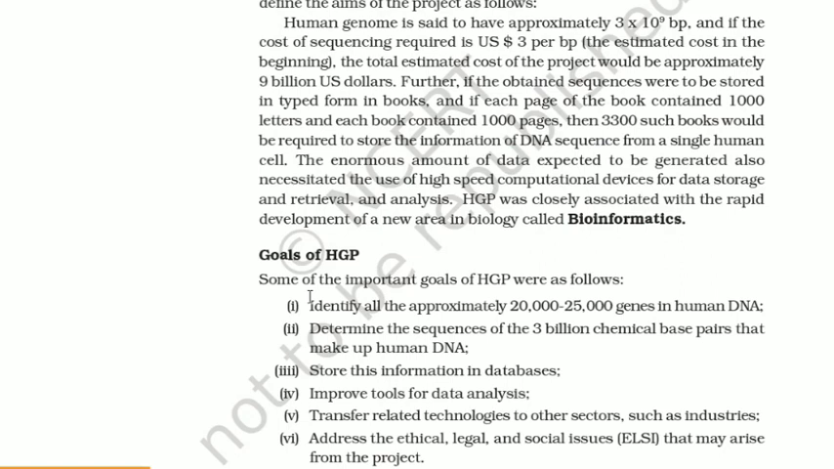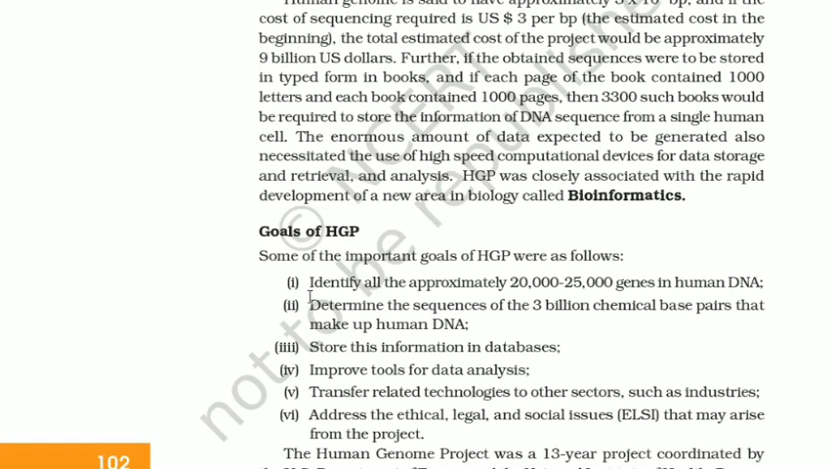Further, if obtained sequences were to be stored in a typed form in books, and if each page of the book contained 1,000 letters and each book contained 1,000 pages, then 3,300 such books would be required to store the information of DNA sequencing from a single human cell. The enormous amount of data expected to be generated also necessitated the use of high-speed computational devices for data storage, retrieval and analysis. HGP was closely associated with the rapid development of a new area in biology called bioinformatics.